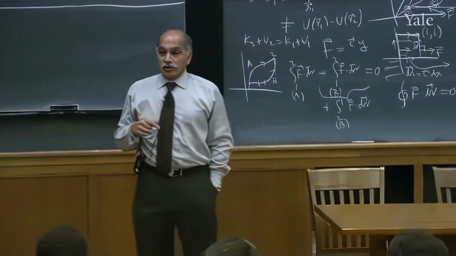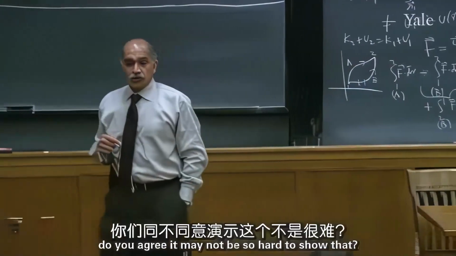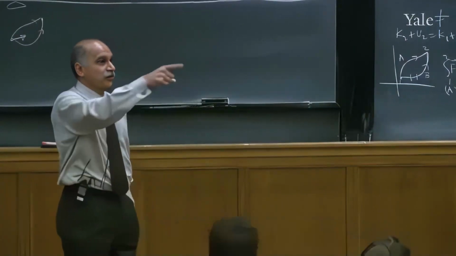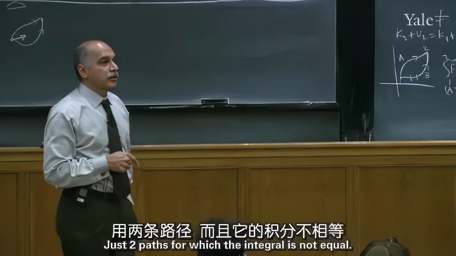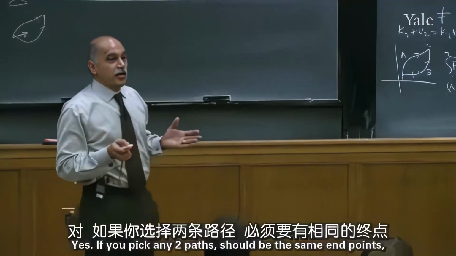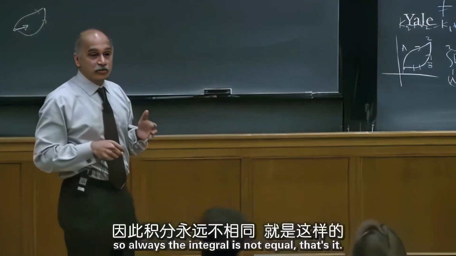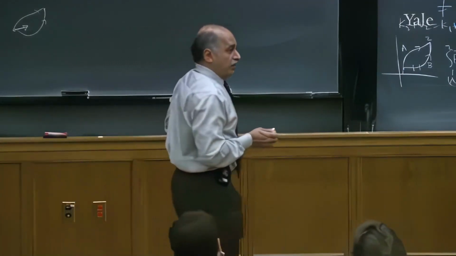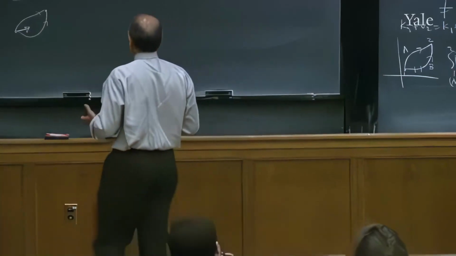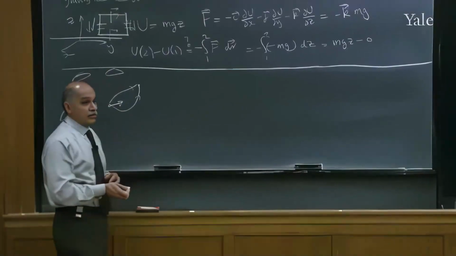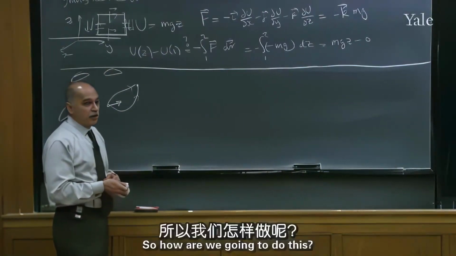If the theorem is wrong, do you agree it may not be so hard to show that? What will it take to show it is not conservative? Yep. Yes, if you pick any 2 paths with the same endpoints for which the integral is not equal, that's it. But the fact that they were equal doesn't mean that somebody else will not find some other 2 paths with some other starting points for which they are not equal. So how are we going to do this?